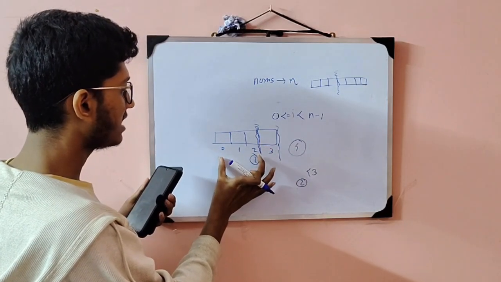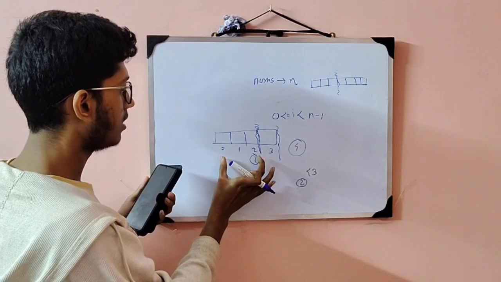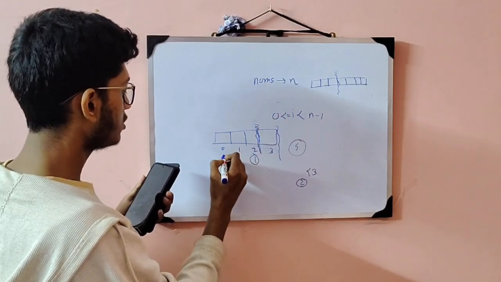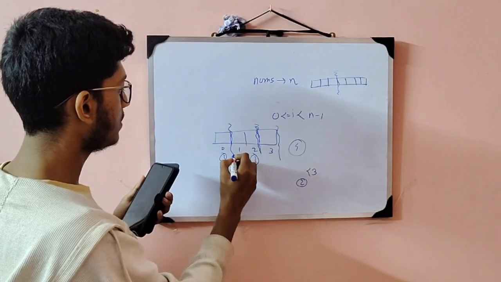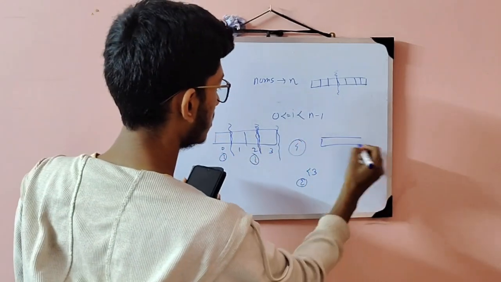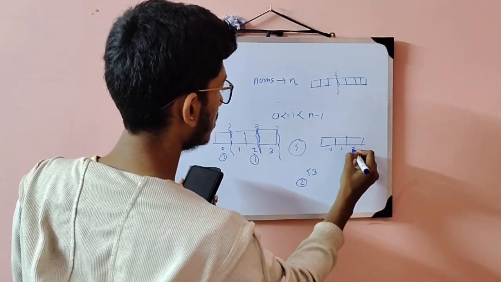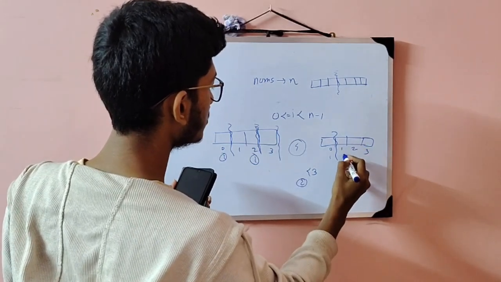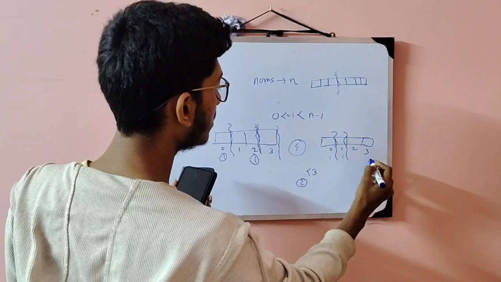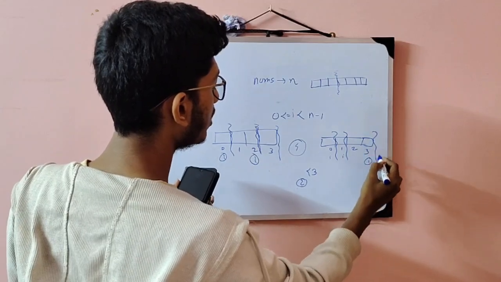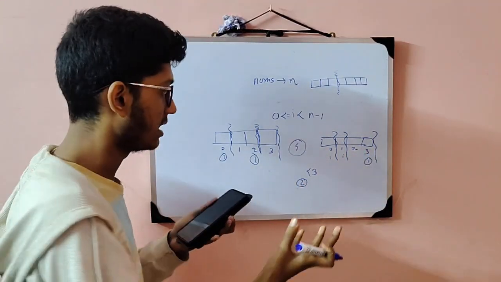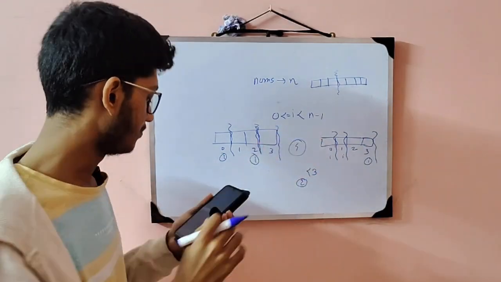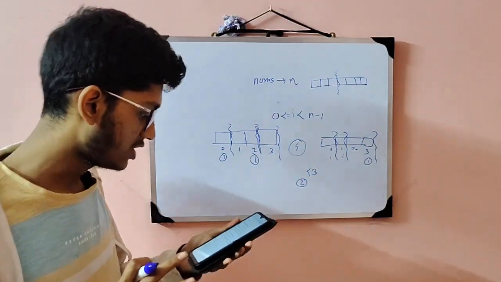So we need to make a partition somewhere between the indices. Suppose the i is here, this will be the partition. Suppose the i is here, this will be the partition. i can't be 3 because then the whole array is on one side, right? So this is the definition of partition.